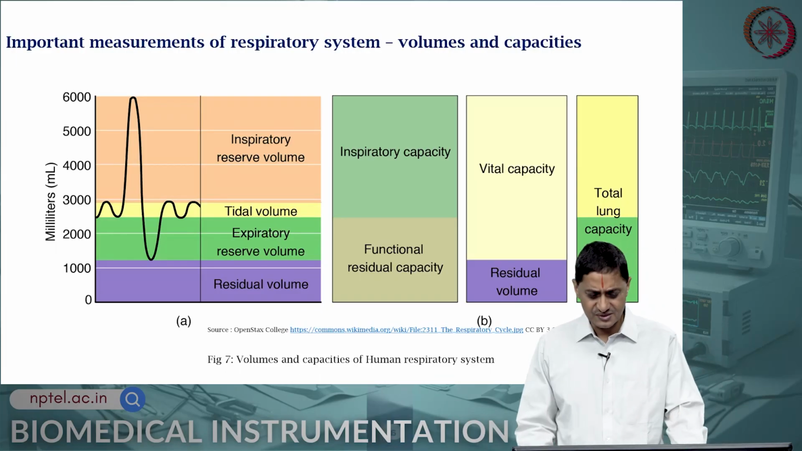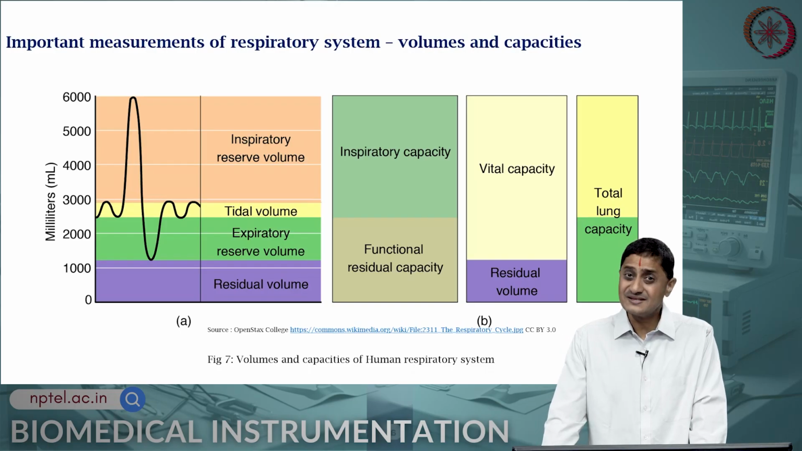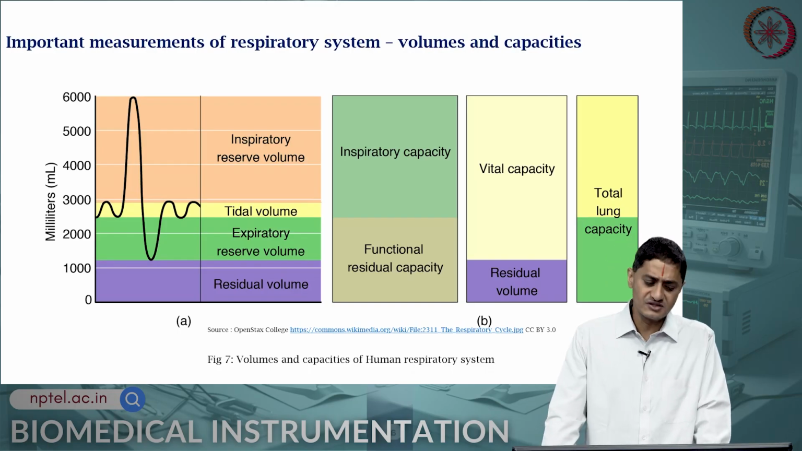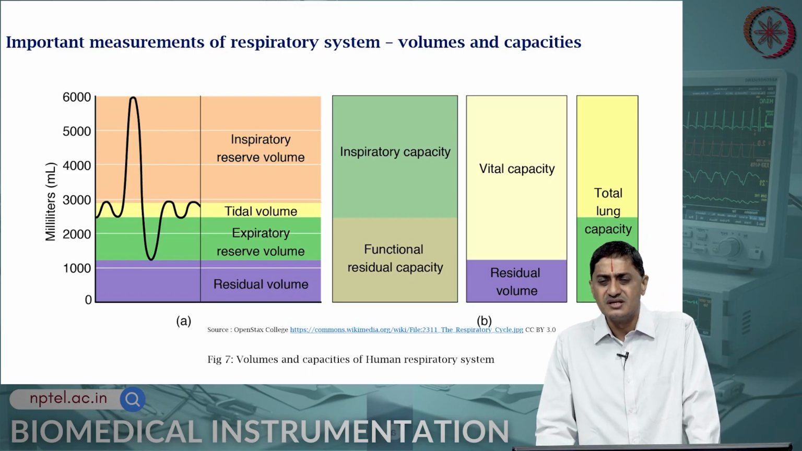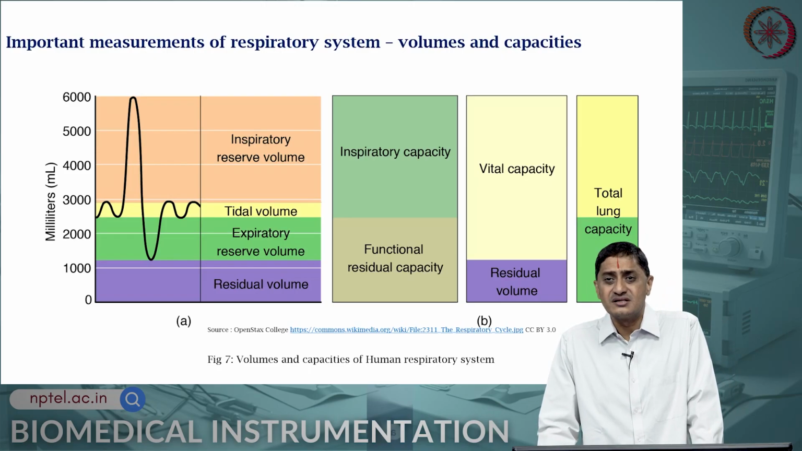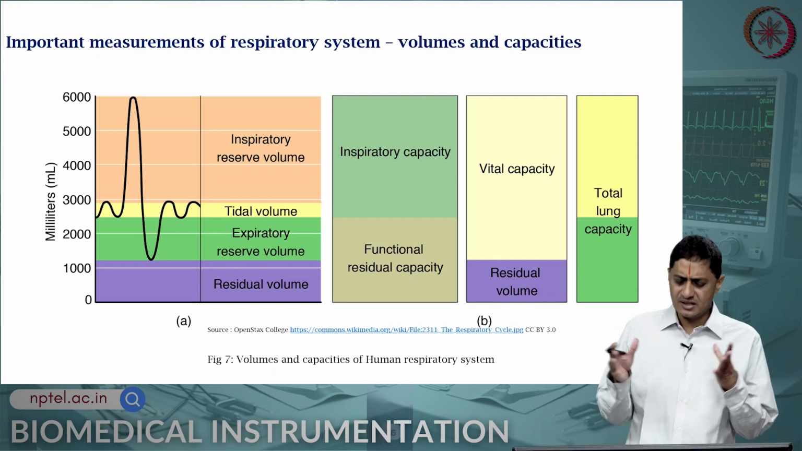Of course, we saw this in one of the previous lectures, I am unable to recall which one. Essentially, there are tidal volume, residual volume, capacities and volumes: inspiratory reserve volume, expiratory reserve volume, tidal volume and residual volume are the volumes; inspiratory capacity, functional residual capacity, and vital capacity, and vital capacity plus residual volume, that is essentially the total lung capacity.